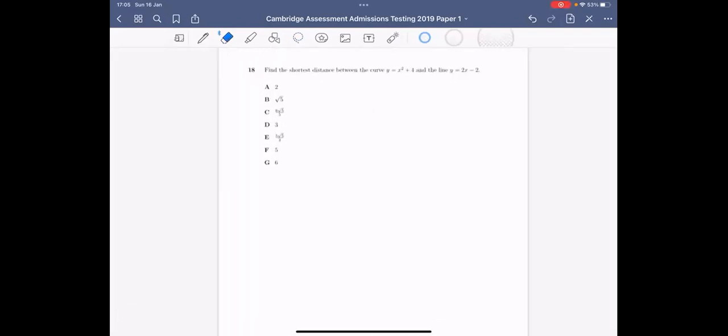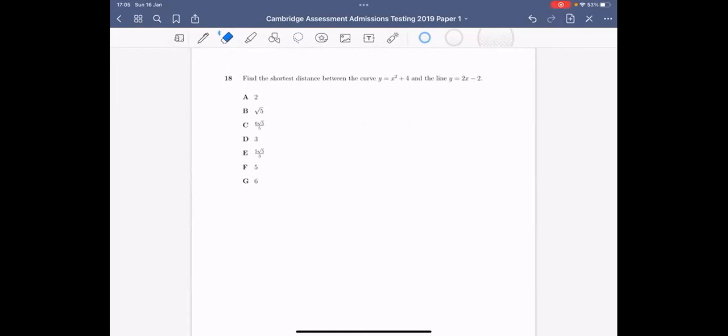Find the shortest distance between, okay. You differentiate the curve to get 2x, as well as the line to get 2. For them to be both equal, x has to be 1, which means 1, 5 is the point on x squared plus 4 closest to 2x minus 2.